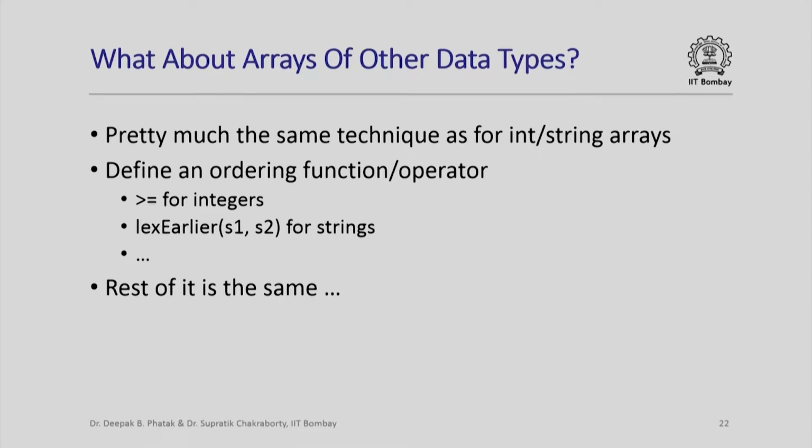Now what about arrays of other data types? By now you must have figured out that what worked for integers pretty much worked for strings modulo that comparison operator. So this should now work for other data types as well. All we need to do is to define an ordering function or operator. We use greater than or equal to for integers when sorting in decreasing order. We used lex earlier for strings when sorting in lexicographically increasing order. We need to define a similar operator if I want to sort an array of another data type. The rest of it is exactly the same.